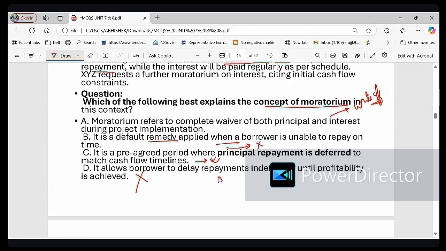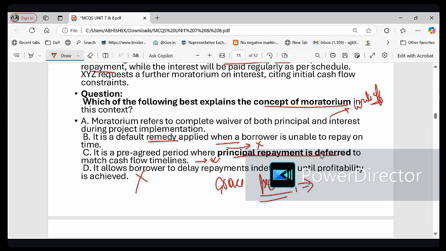So what is a moratorium? Moratorium is basically a grace period, not a loan holiday, right? It is mostly used in project finance where cash flow starts later. So principal payment is deferred. Interest is usually payable. Interest is not deferred.